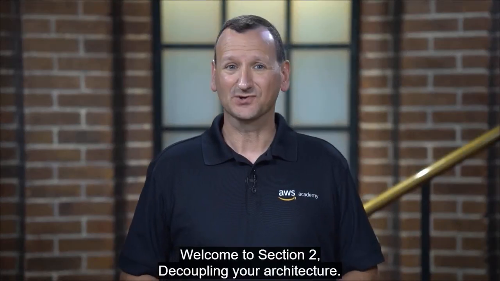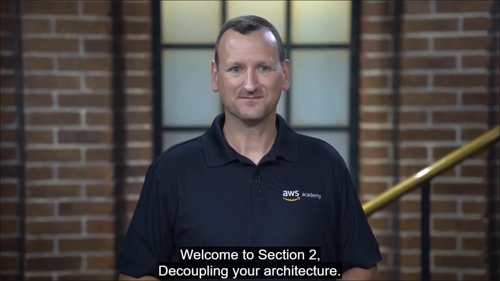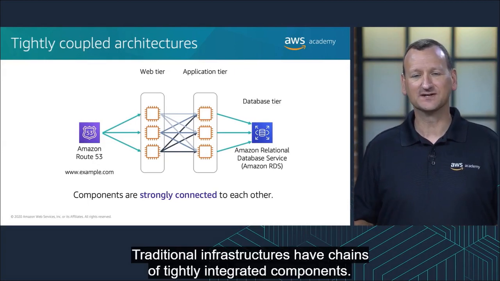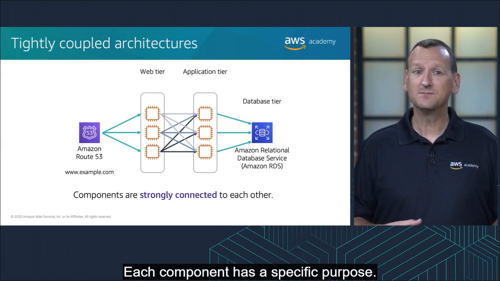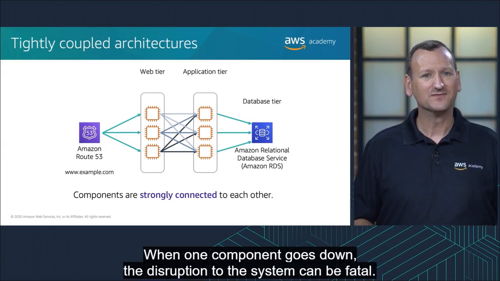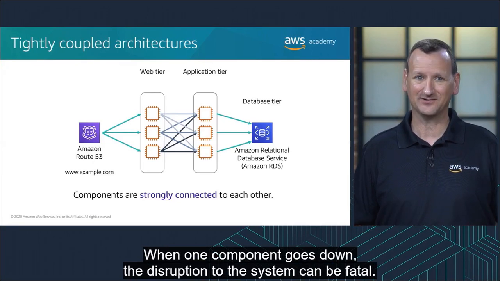Welcome to Section 2, Decoupling Your Architecture. Traditional infrastructures have chains of tightly integrated components. Each component has a specific purpose. When one component goes down, the disruption to the system can be fatal.